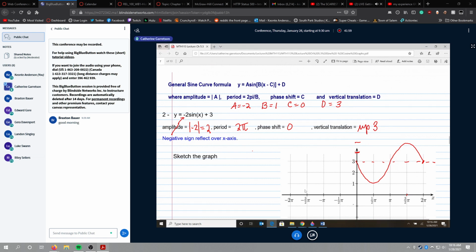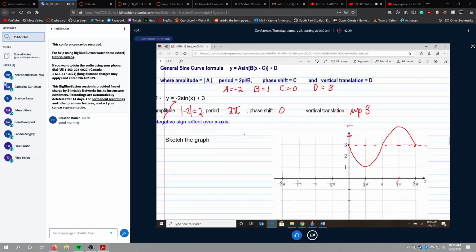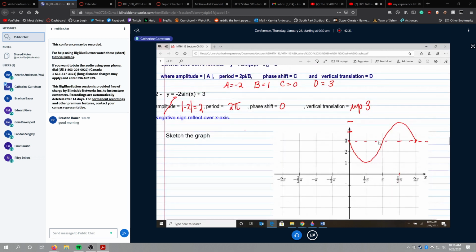Now, normally the base graph only goes up to 1 and down to a -1, but because our amplitude got changed to be 2, it'll have an amplitude of 2 units. So it goes down 2 and it goes up 2. And then one last thing, the base graph will shift up 3 units. So the sequence of the order that you do it, you can shift it up and then just keep.